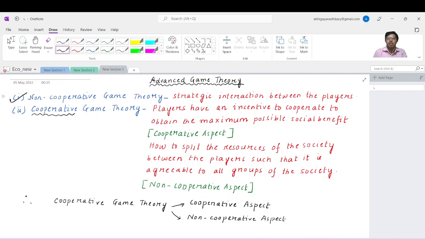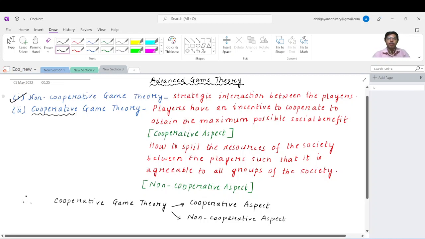So the main intuitive idea here is that the essence of cooperation comes from the fact that people in society know that if they cooperate and work together, then they will be able to get the maximum possible benefit. This is what I'll call the cooperative aspect or cooperative gaming. Now, after you have cooperated and have achieved the maximum possible benefit, now comes the more crucial question: how will you split the resources of the society between the players such that it is agreeable to all groups of the society?